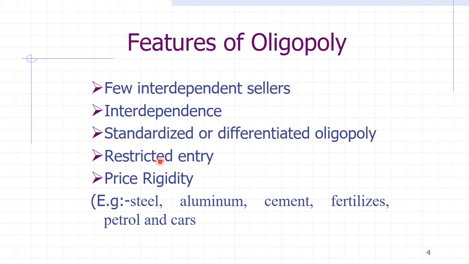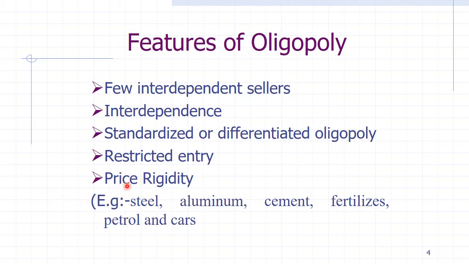Restricted entry. Because of this structure having few sellers, there are some barriers for new sellers to enter, right? And there is another special feature we call price rigidity. Actually, price rigidity means that price is stable for a long period of time.